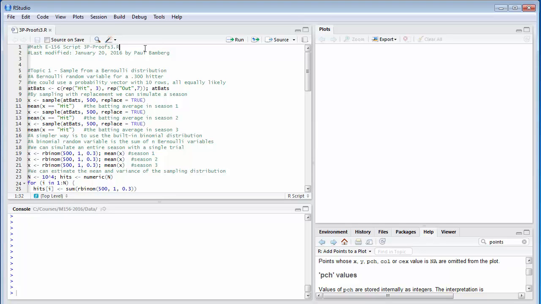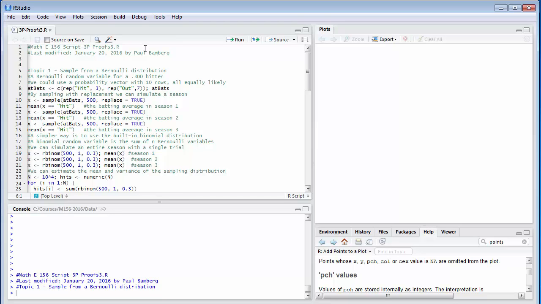It's Paul here with a short script that illustrates some of the ideas that are incorporated into the proofs for week 3. Let's start out with a binomial distribution in the well-known baseball context. So suppose we have a .300 hitter.